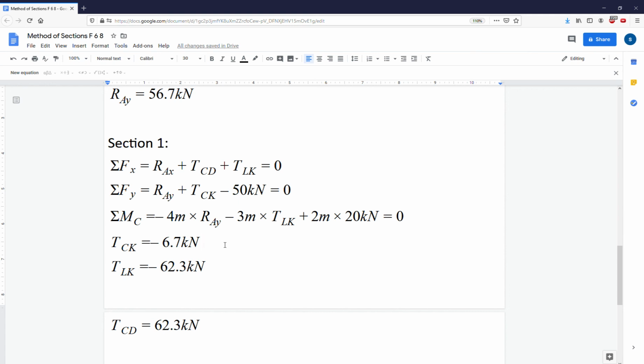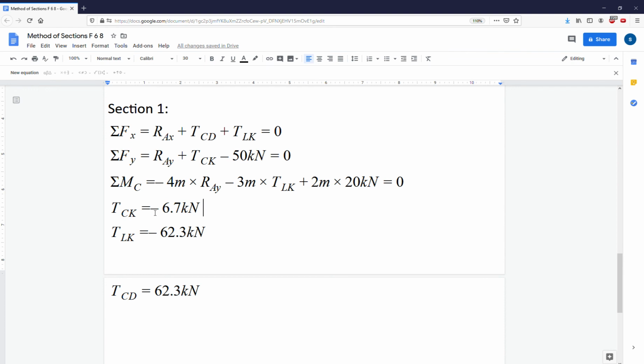Last, recall that we have assumed everything is in tension. So if there is a negative, that means it's compression. So our answer is TCK is 6.7 kilonewtons of compression. TLK is 62.3 kilonewtons of compression, and TCD is 62.3 kilonewtons of tension.